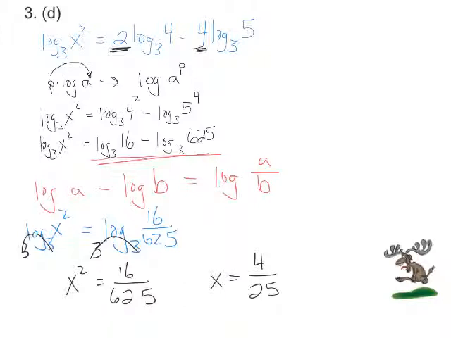And keep in mind, since I'm square rooting the x, this could be plus or minus 4 over 25. I would need to check to see if either of them are outside the domain. So I check positive 4/25, and I'm allowed to take the log of a positive number. And then I check negative 4/25, and if it weren't for this squared, I would be taking the log of a negative number. But because I'm squaring that negative number, it cleans out, and both answers are acceptable.